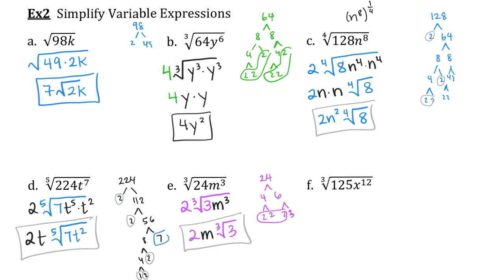Okay, let's try one more. The third root of 125. Actually, I know that's 5. I'm going to put 5. Okay, now for the x to the 12th. If you happen to know that that's x to the third times x to the third times x to the third times x to the third, then the third root of x to the 12th is x to the fourth. And you could write that straight in.